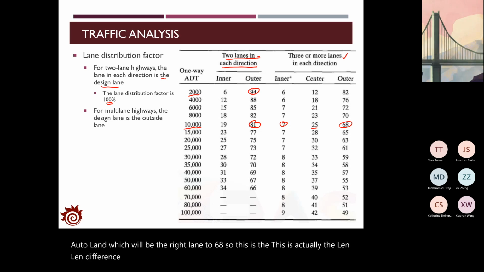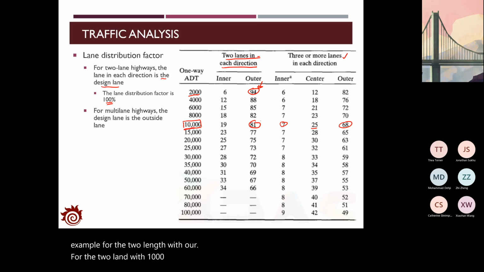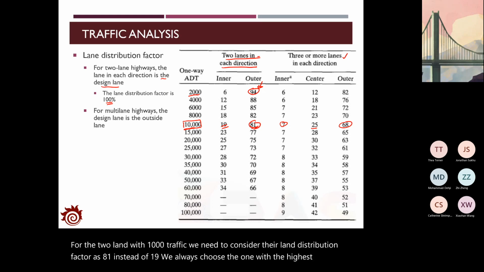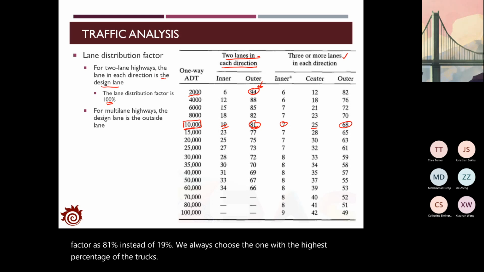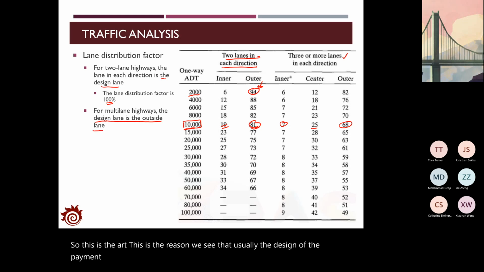And of course, we want to design the pavement based on the lane with the highest percentage. So for example, for the two-lane road with 10,000 traffic, we need to consider the lane distribution factor as 81% instead of 19%. We always choose the one with the highest percentage of the trucks. This is the reason we say that usually the design of the pavement is based on the outside lane, and we set that outside lane as the design lane.